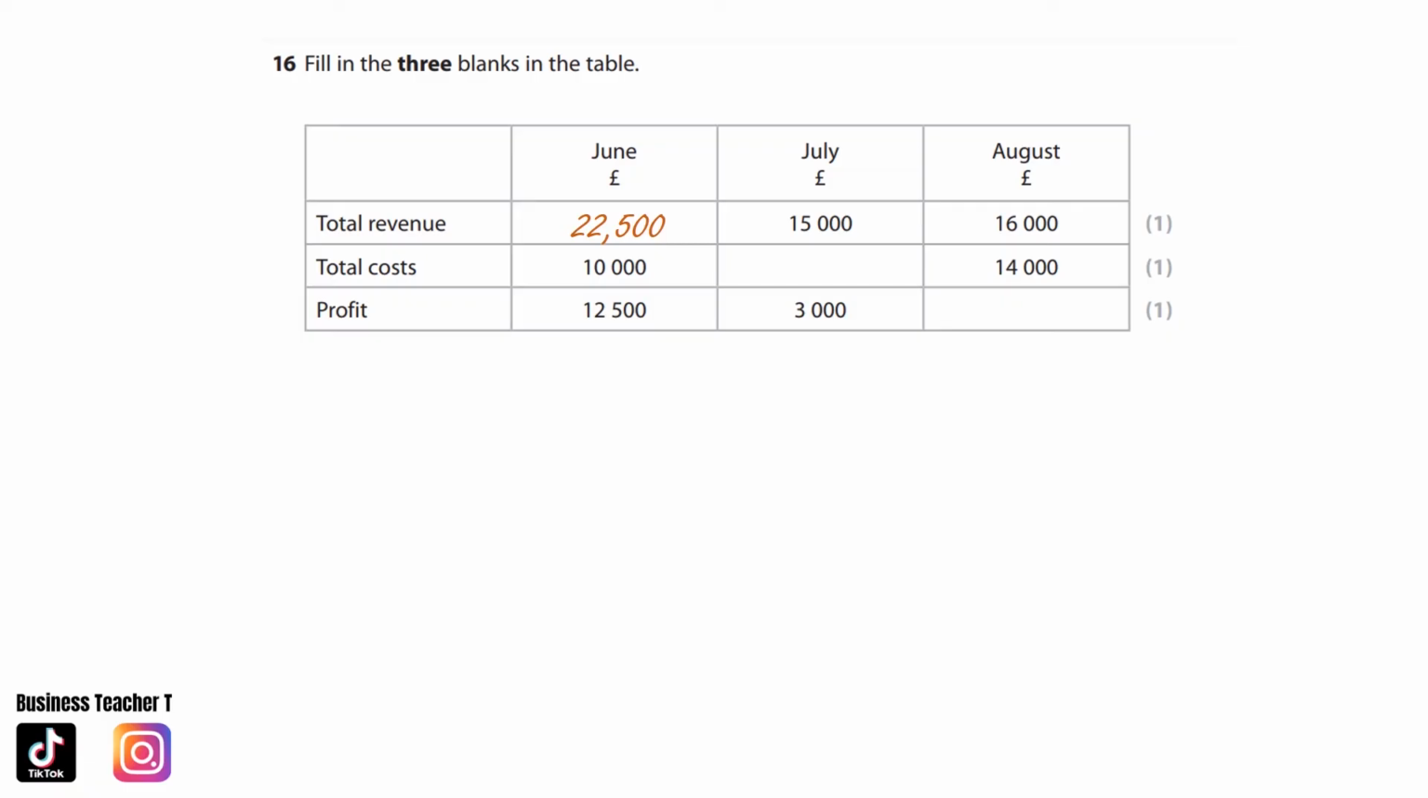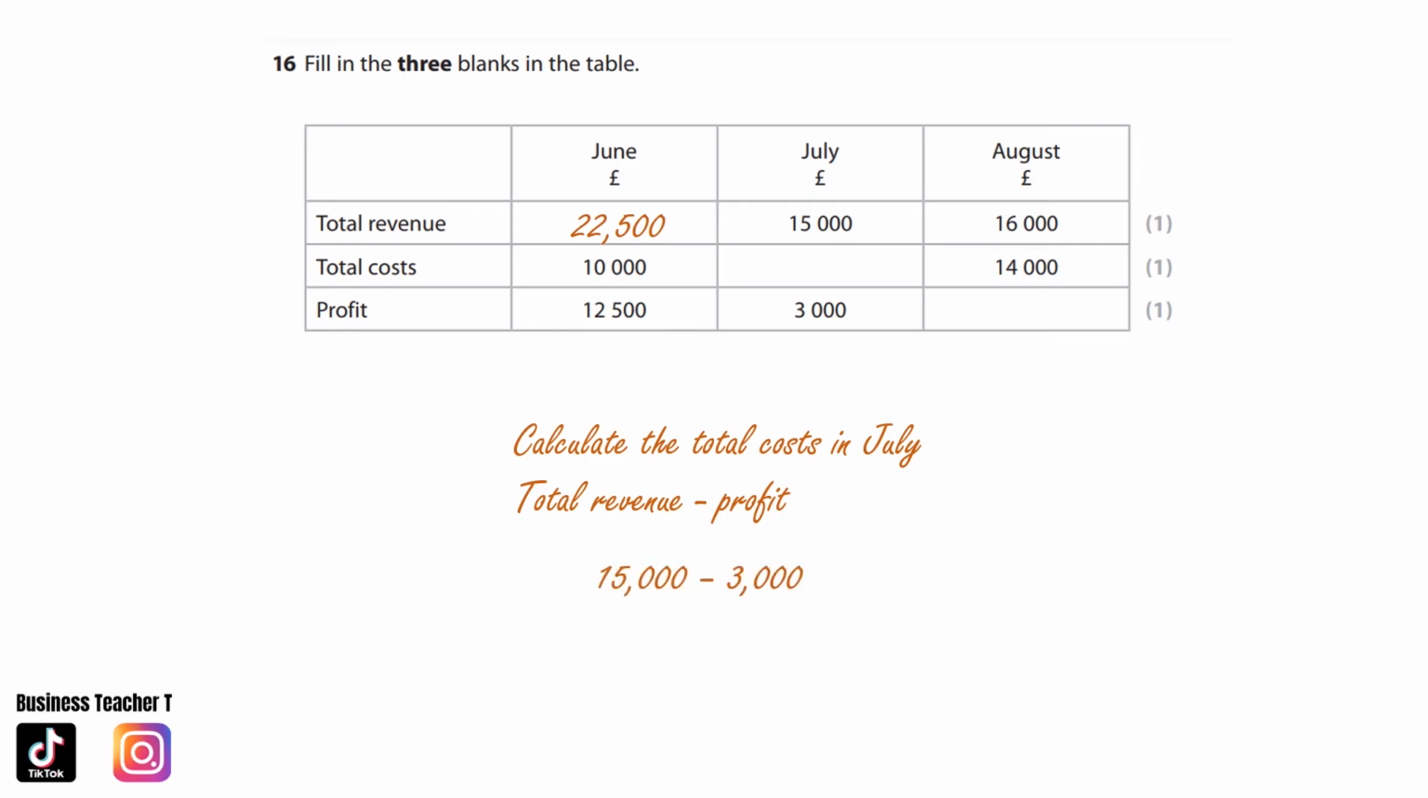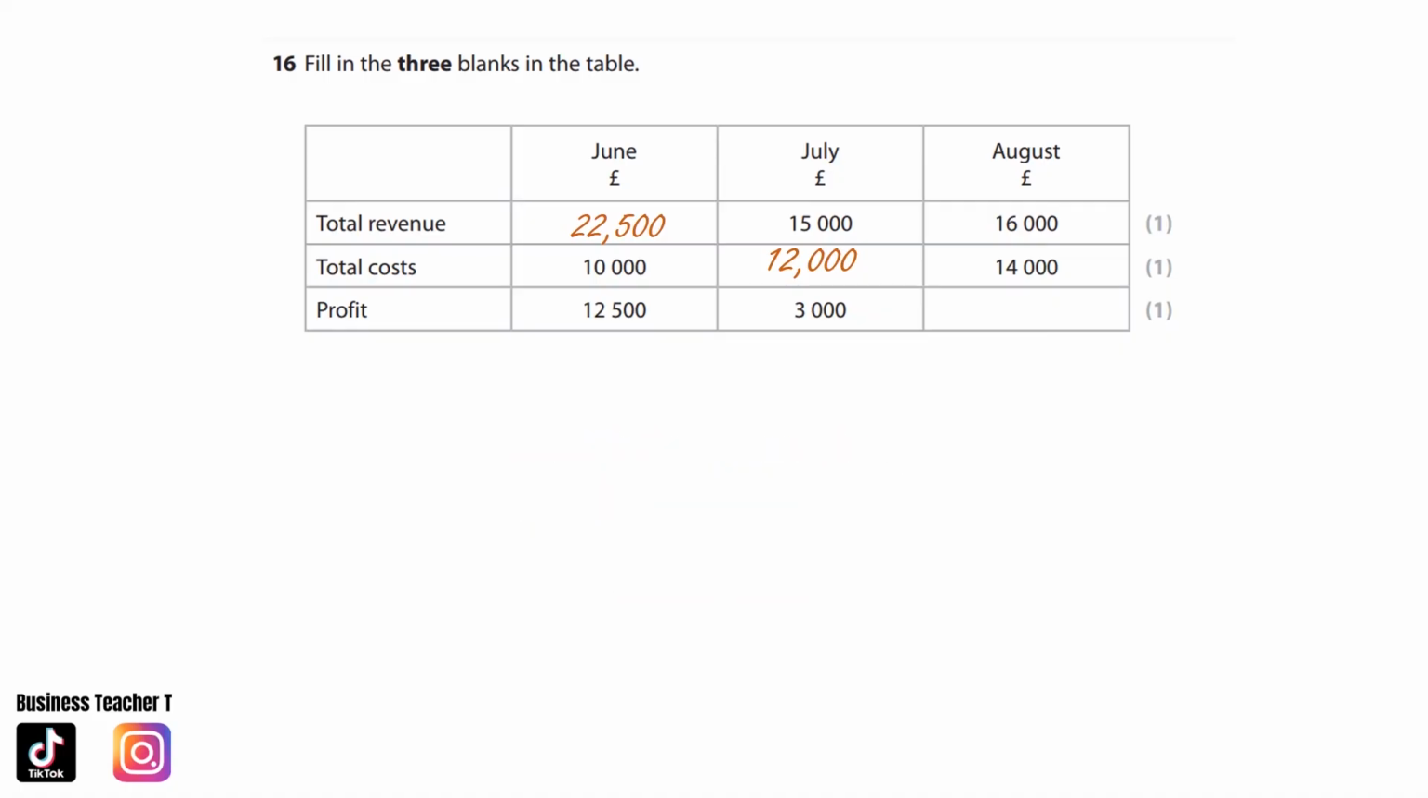The next part of the question requires us to calculate the total costs in July. We could do that by deducting profit from total revenue. Total revenue is £15,000 and the profit is £3,000. And our answer is £12,000. The next part of this question requires us to calculate the profit. We could do that by deducting the total cost from total revenue, £16,000 minus £14,000, and our answer is £2,000.